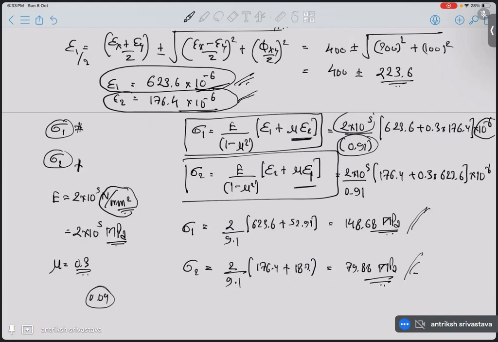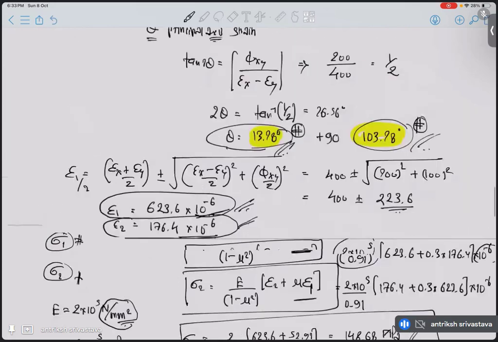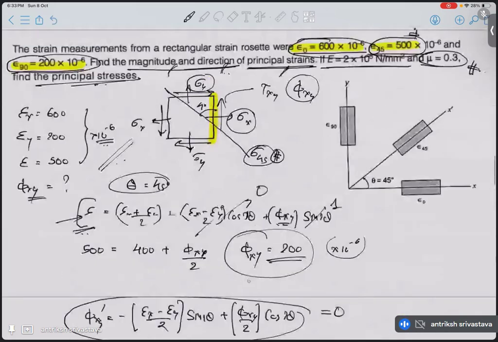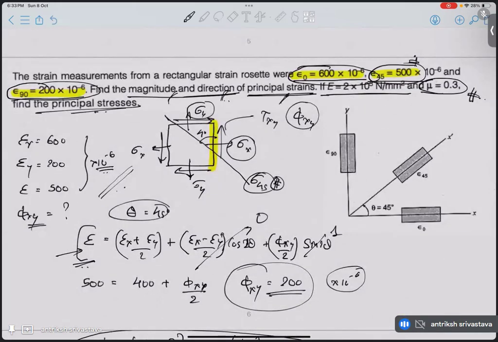Okay, I assume you are getting the same. So is there any doubt in this question? We have solved a question which actually talks a lot about the principal stress and strains. So I think this covers the principal stress and strains, how they are used.